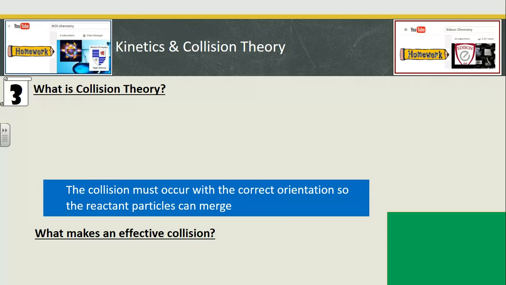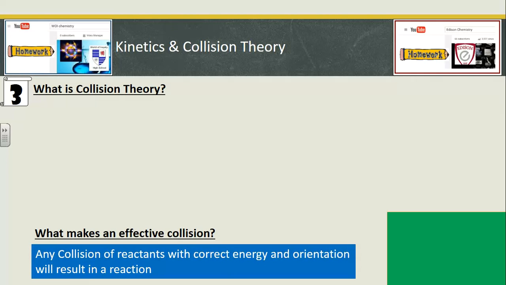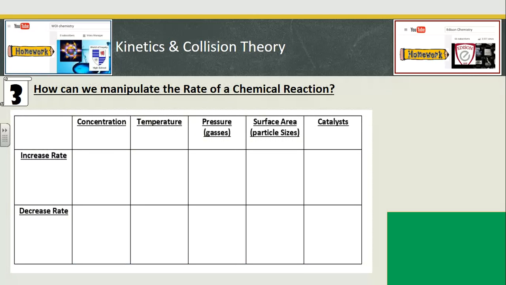Got to get up over the hump so that the products can form. Collision must occur with the correct orientation so the reactant particles can merge. So even if the particles collide with the right amount of energy, they have to collide in the correct orientation. It's kind of like shaking a hand. If you don't do your handshake correctly, it doesn't feel right and it's not considered a handshake. It's not an effective handshake. It's not an effective collision if the atoms don't hit each other in the right orientation. Any collision with correct energy and orientation will result in a reaction, and that is the basis of collision theory.